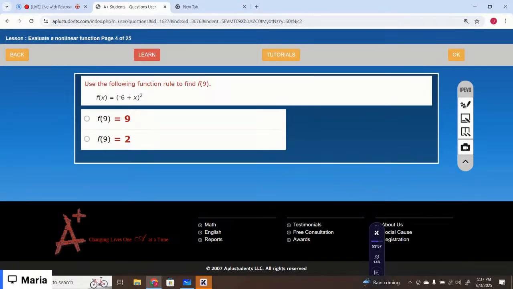Use the following function to find f of 9. Option number 1 is the correct option.